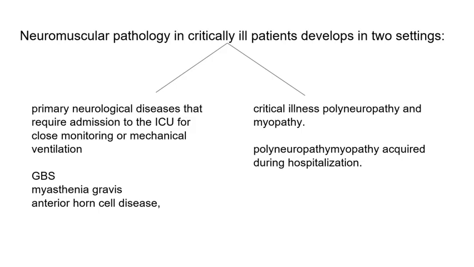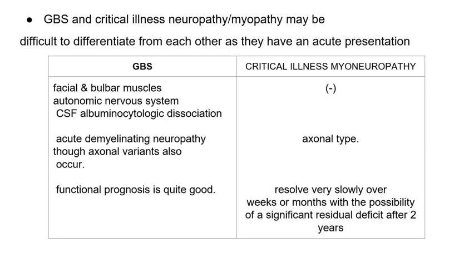So neuromuscular pathology in critically ill patients develops in two settings. One will be primary neurological diseases that require admission to the ICU for close monitoring or mechanical ventilation. Examples: GBS, myasthenia gravis, anterior horn disease. And the second one is critical illness polyneuropathy and myopathy, where it is acquired during the hospitalization.